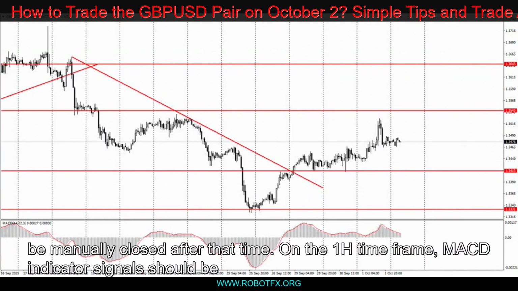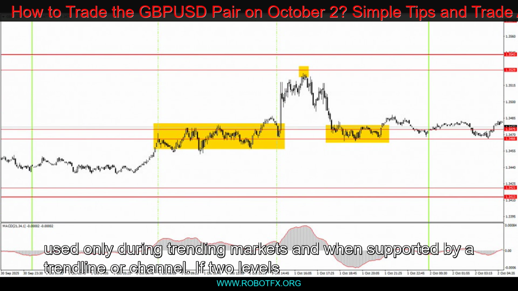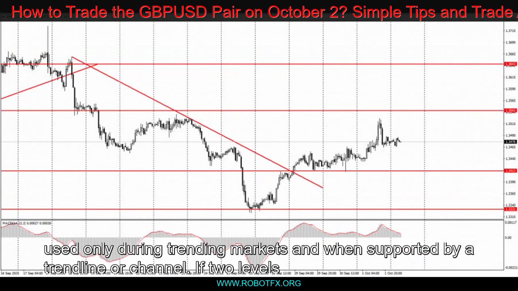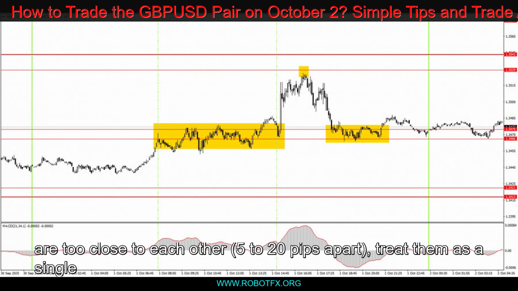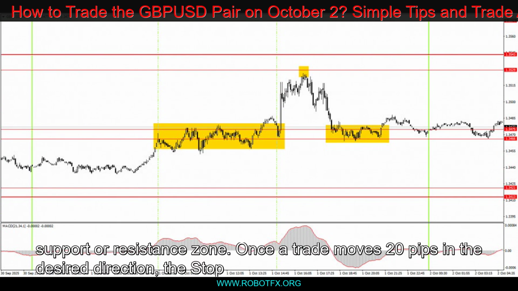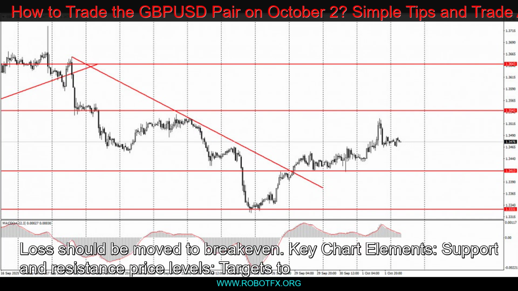On the 1H time frame, MACD indicator signals should be used only during trending markets and when supported by a trend line or channel. If two levels are too close to each other, 5 to 20 pips apart, treat them as a single support or resistance zone. Once a trade moves 20 pips in the desired direction, the stop loss should be moved to break-even. Key chart elements: support and resistance price levels, targets to consider when opening buy or sell trades. Potential take-profit levels can be placed near them.